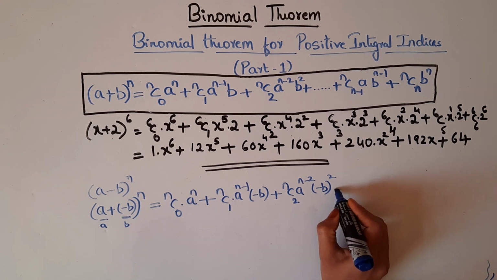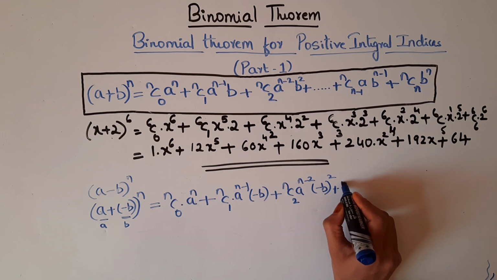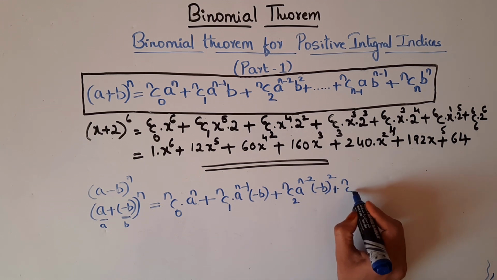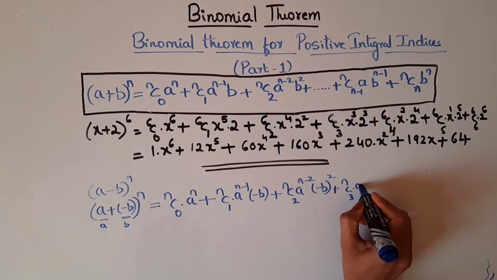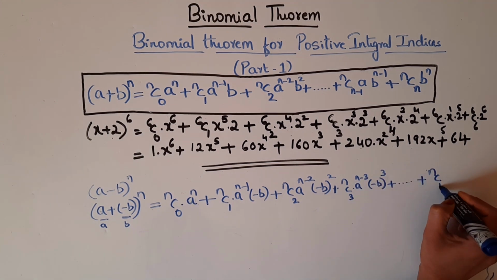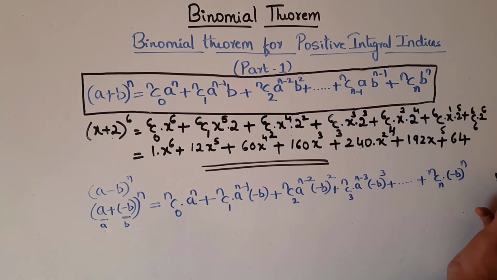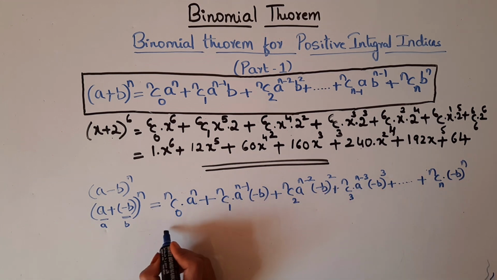Right? Plus, I'll write the next term. So the next term will be NC3 into a power n minus 3, minus b to the power 3, plus and so on, plus the last term will be NCn into, here b is minus b, so minus b to the power n. So let me simplify this.